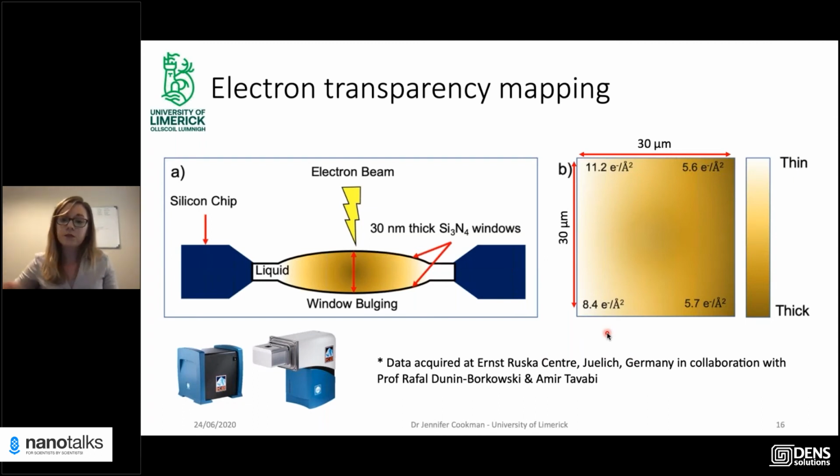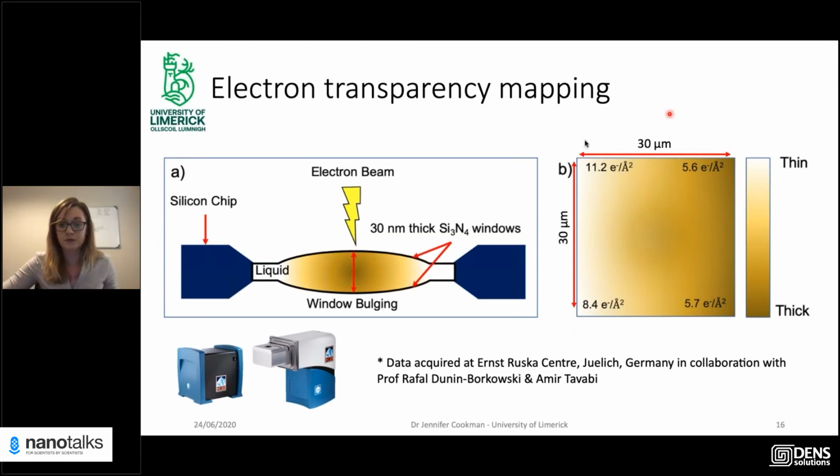Basically, what you can do is, on each of the corners of the silicon nitride window, just record the dose that's being acquired. So you can see on the right hand side here, we're getting 5.6 or 5.7 electrons per angstrom squared. This means that it's much thicker, and this area would be more appropriate for just playing around with the sample to see what's going to happen, and to test an area to see, for example, if there's liquid there, if there's solutions there.